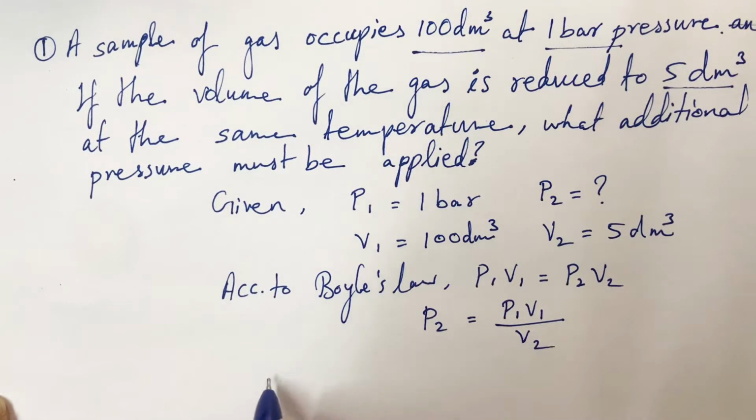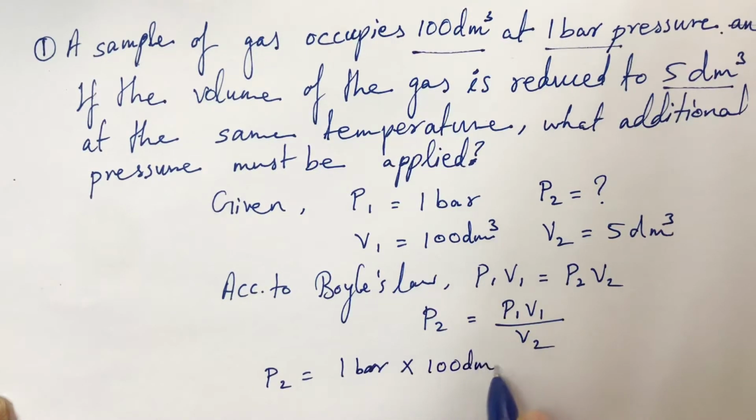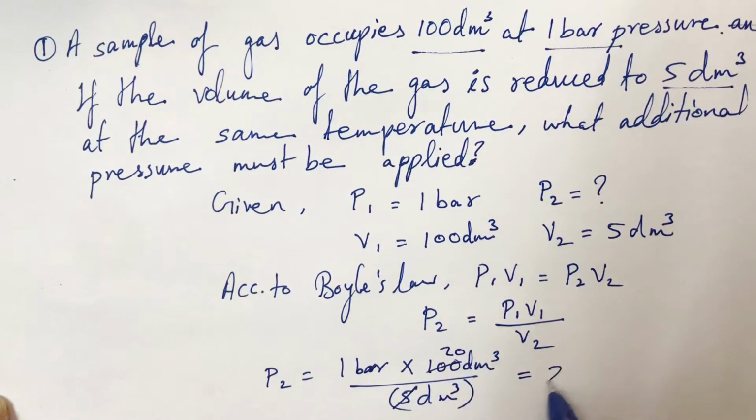That is, P2 is equal to 1 bar, which is P1, into V1, which is 100 dm cube, divided by 5 dm cube as the V2. On calculating, this can be cut like this, so we get 20 bar as P2.